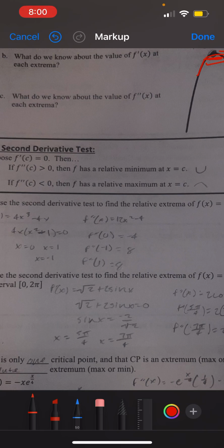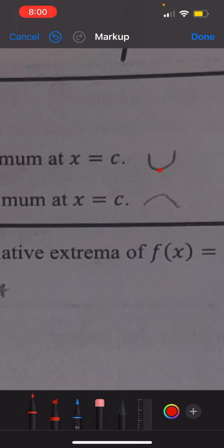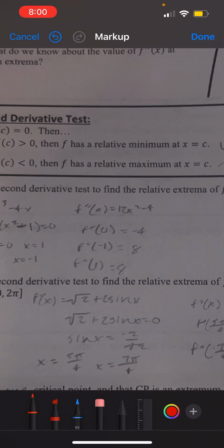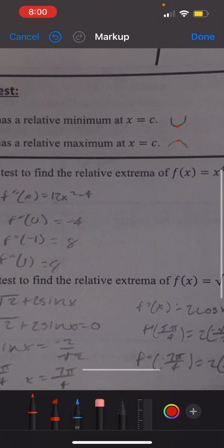So if f double prime is positive, then f has a relative minimum at x equals c, so down here, right? And if f double prime is negative, then f has a relative maximum at x equals c, so like right here, right?